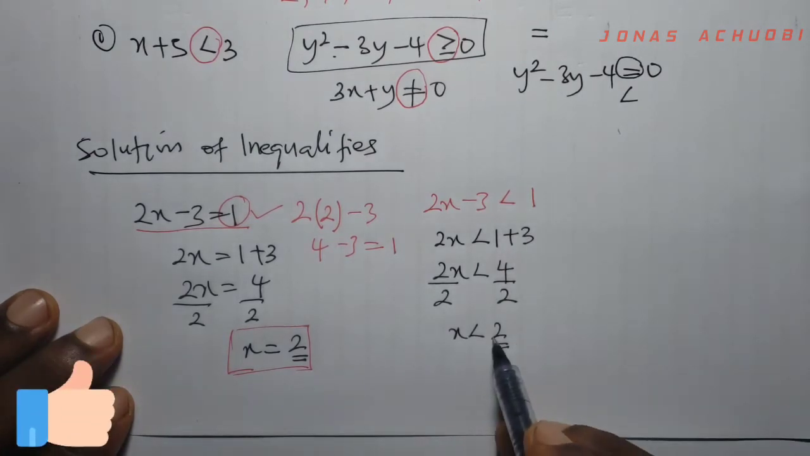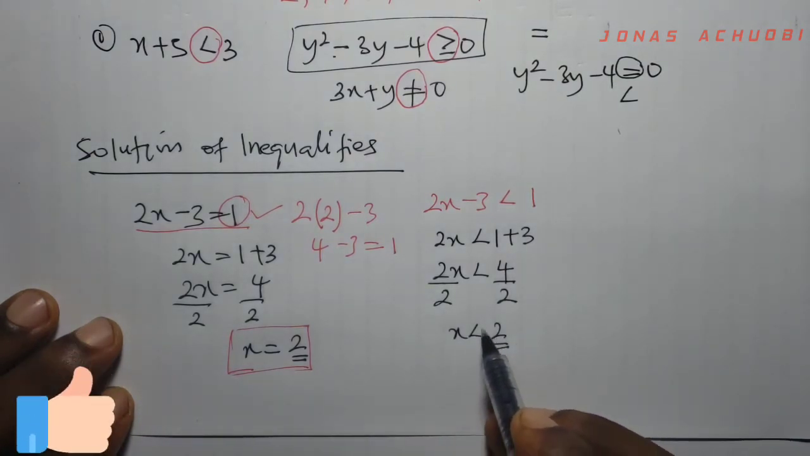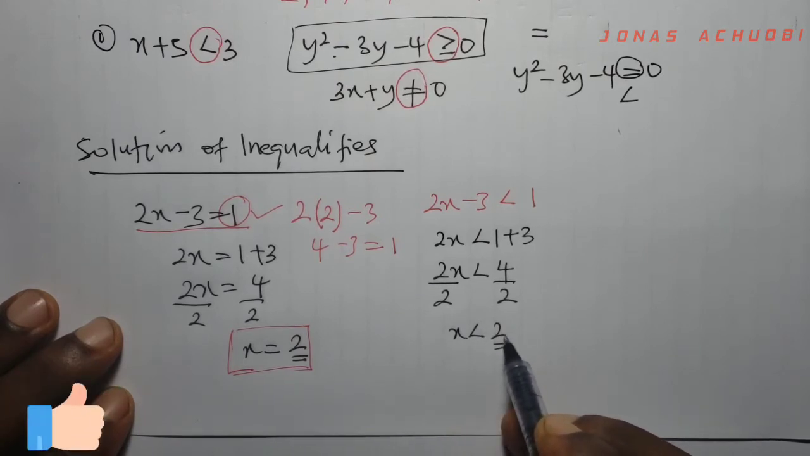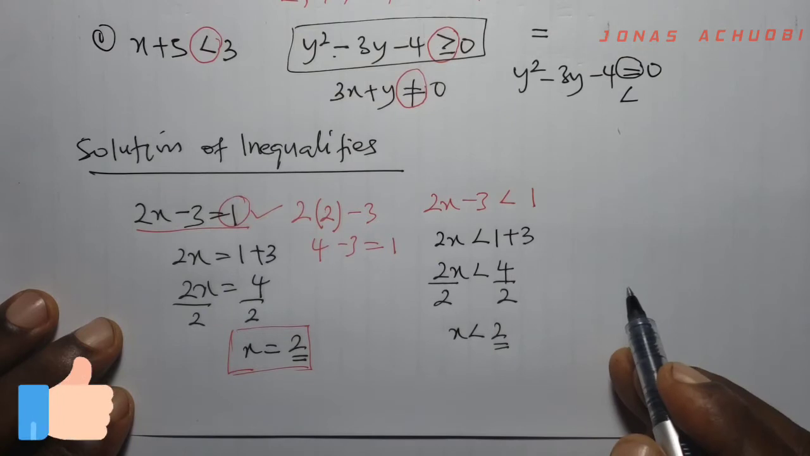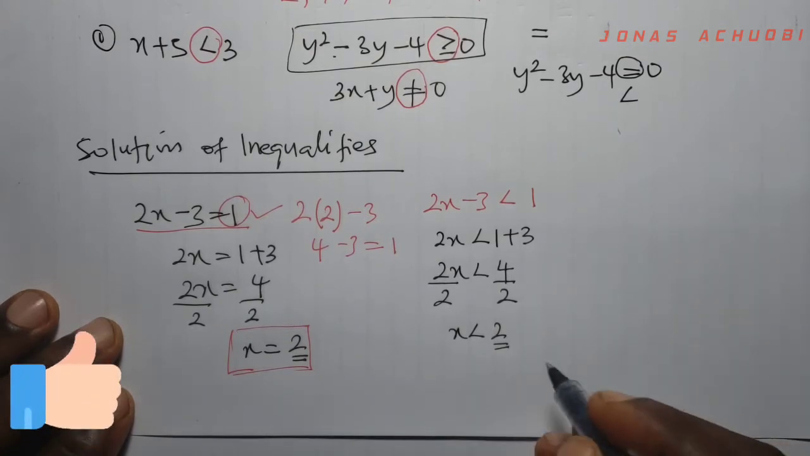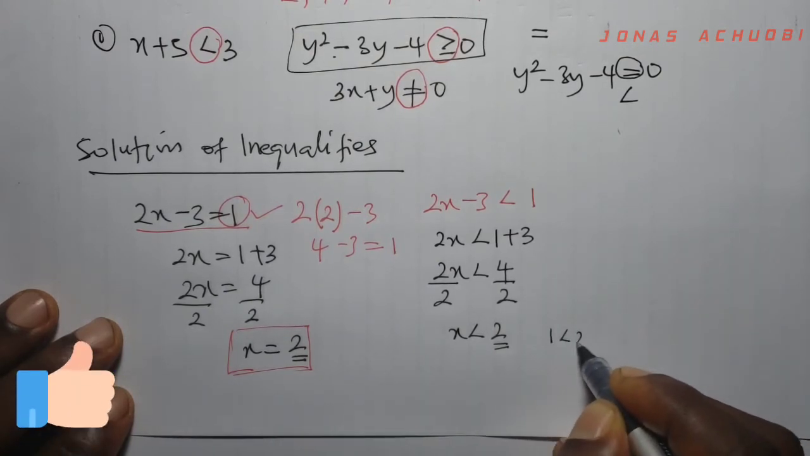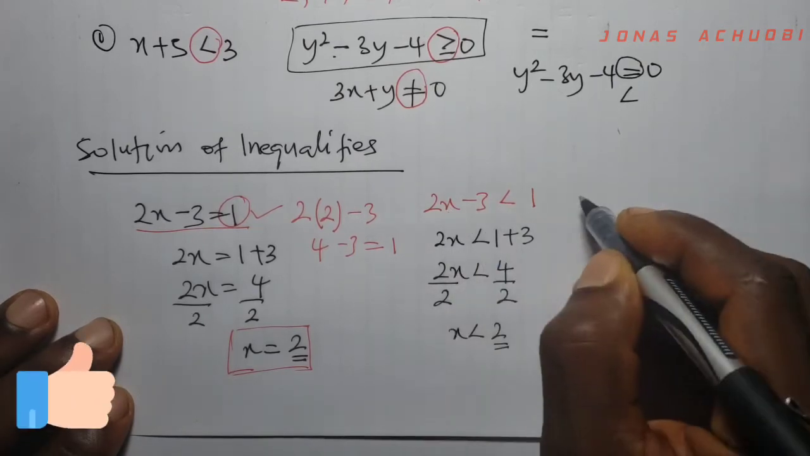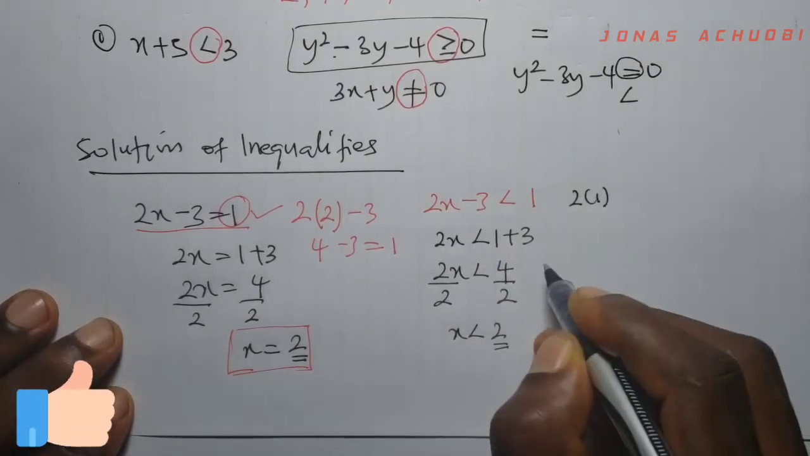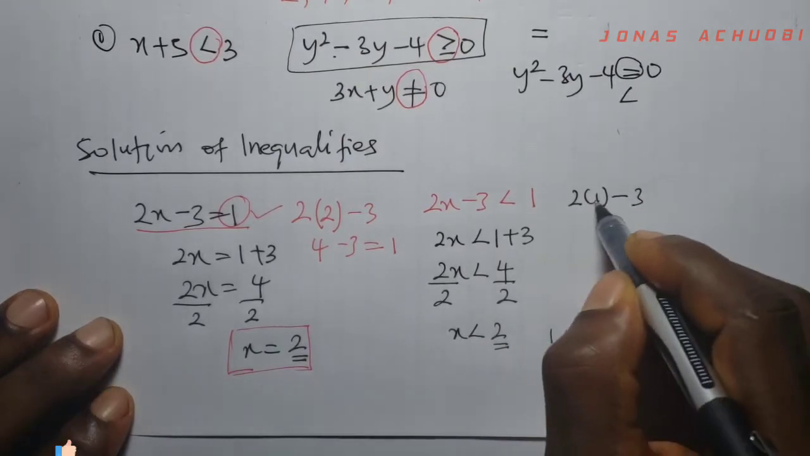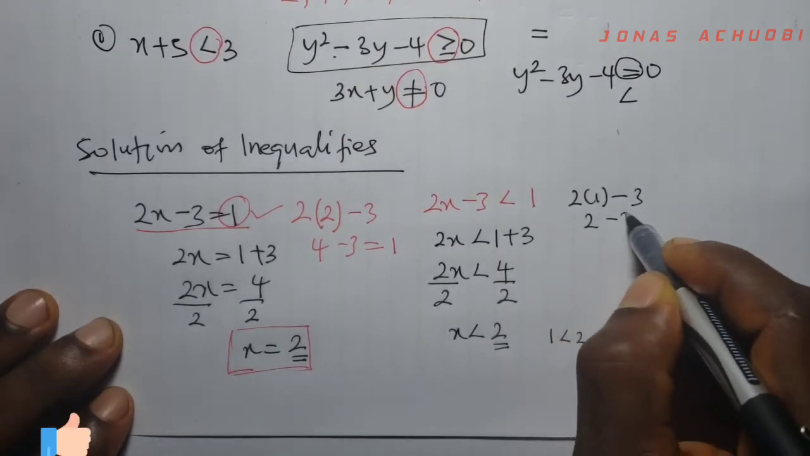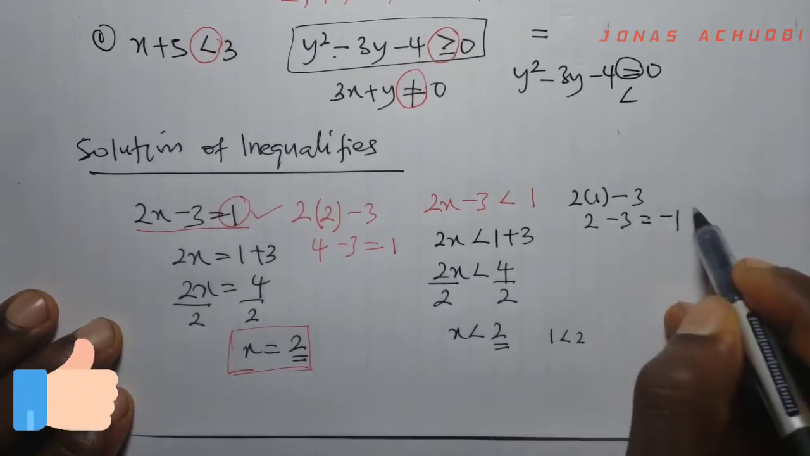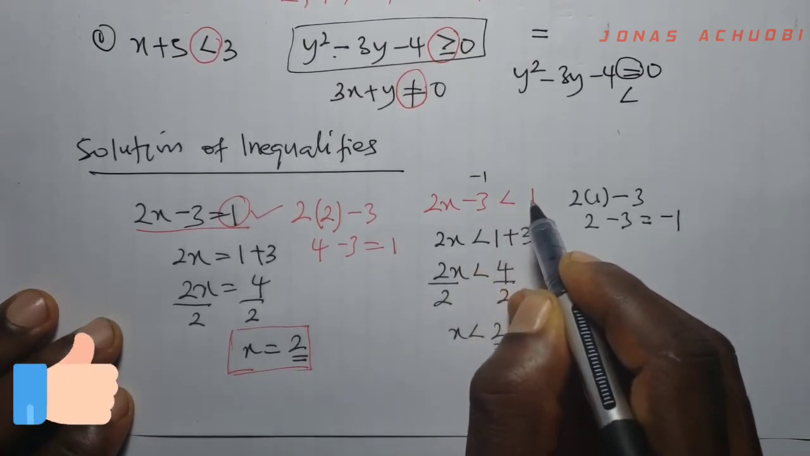The fact that x is less than 2 means that all values less than 2 are solutions of the inequality. Let us see. For example, 1 is clearly less than 2. Let us see if 1 satisfies the inequality. So if we put 1 here, 2 times 1 minus 3. 2 times 1 is 2 minus 3. And 2 minus 3 is equal to negative 1. And clearly, negative 1 is less than 1.